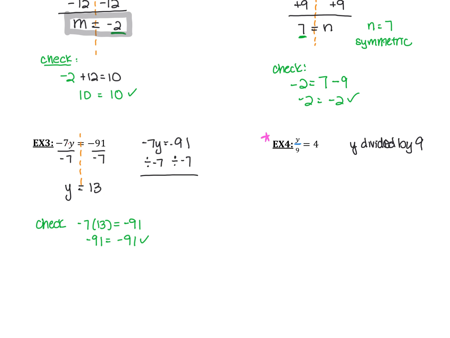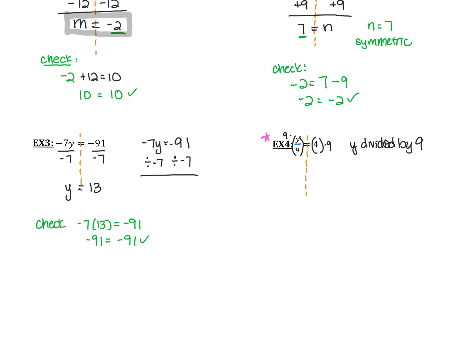So now let's think about division. How do we undo division? The inverse operation of division is multiplication. So what I'm going to do is I'm going to multiply both sides by 9.